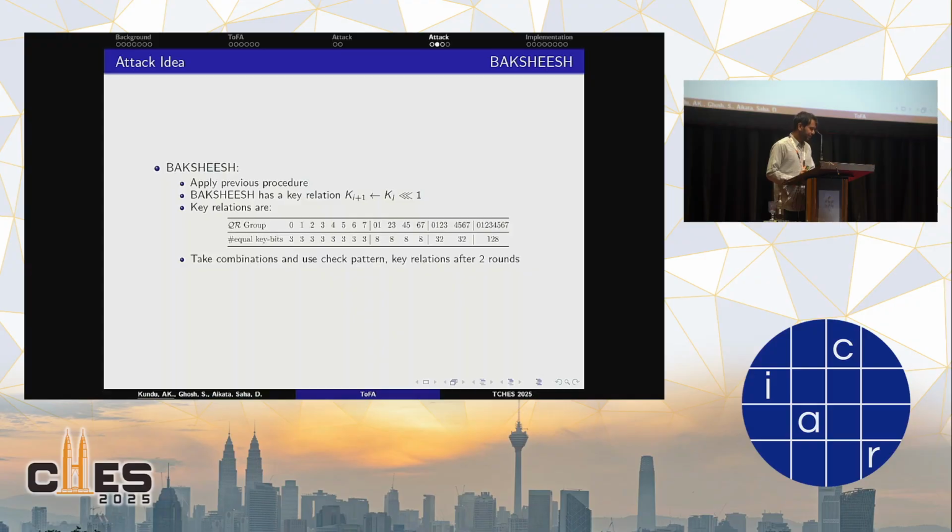Here we have seen that if we use the round keys for QR groups, then for a single QR group, 3 bits can be equated. So we can take those 3 bits as a condition also. If we combine 2 QR groups, then 8 bits can be checked. For 4 groups, 32, and for all groups, obviously 128 bits can be checked to reduce the key space further. So we have taken the combinations and checked the pattern and key relations after 2 rounds.